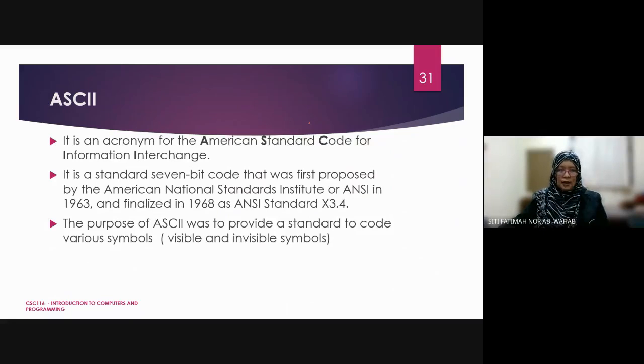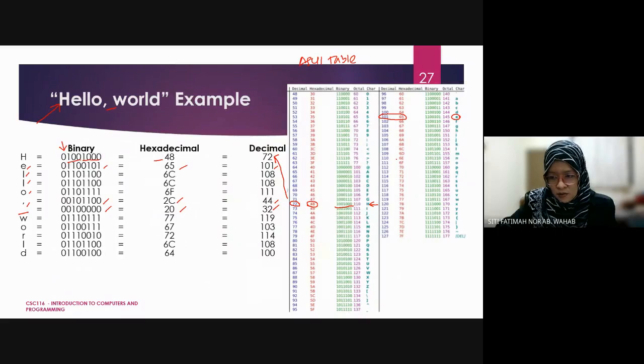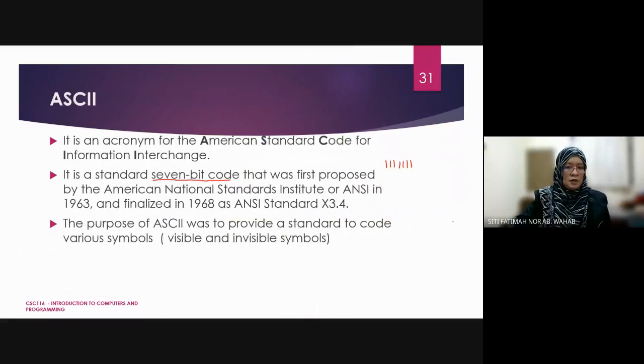So you already saw that it is an acronym for American Standard Code for Information Interchange. It is a standard of 7 bits. Okay, 7 bits. The maximum is 1111111, 7 bits. The last character is delete. You see this one? It was first proposed by the American National Standards Institute, or ANSI, in 1963 and finalized in 1968. So that is why it is called ASCII, American Standard Code.